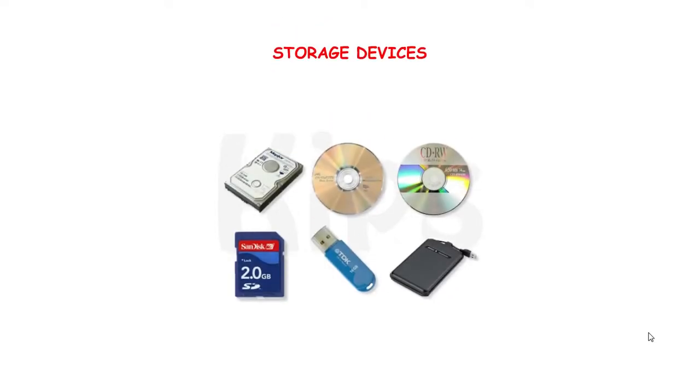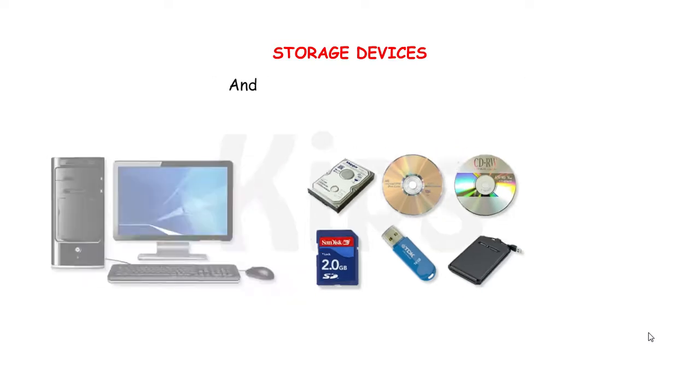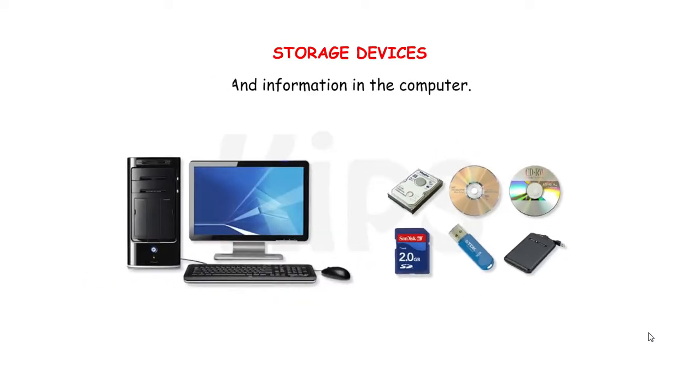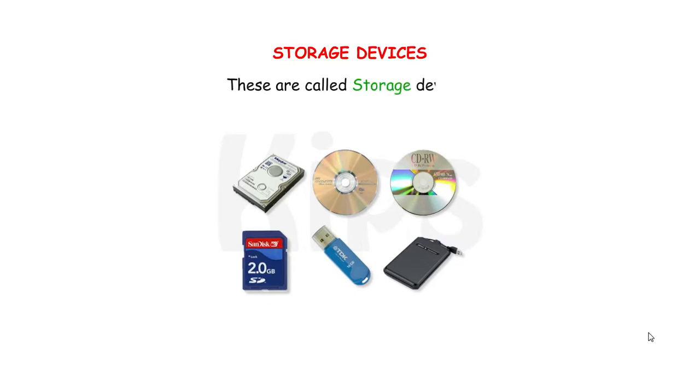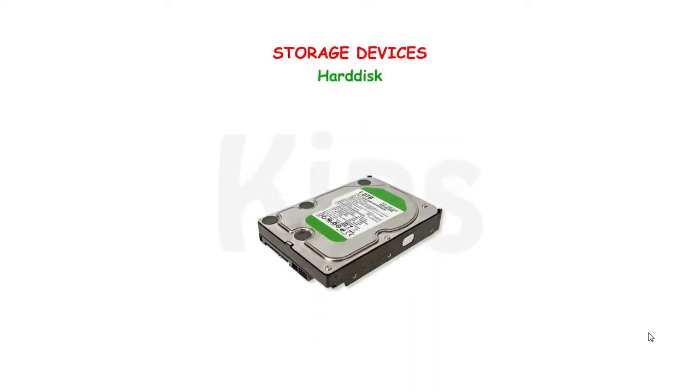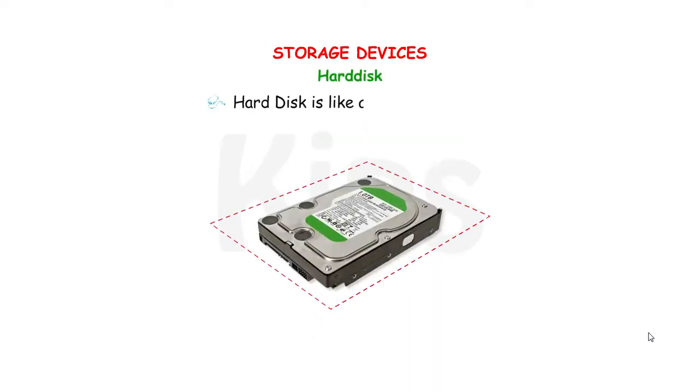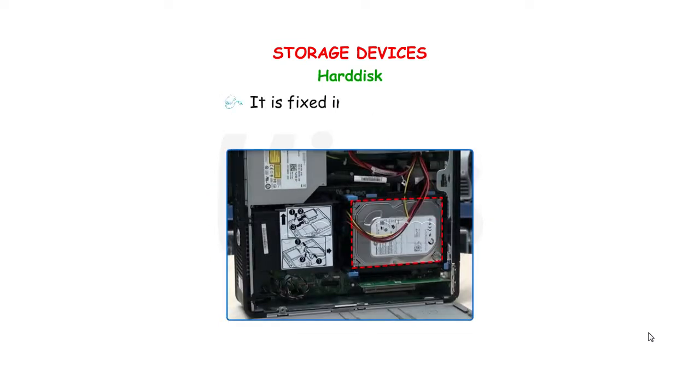Students, let me tell you about the storage devices. A computer uses many devices to store important data and information in the computer. These are called storage devices. The most common storage devices are hard disk. Hard disk is like a rectangular box. It is fixed inside the CPU box. It can store huge amount of data.